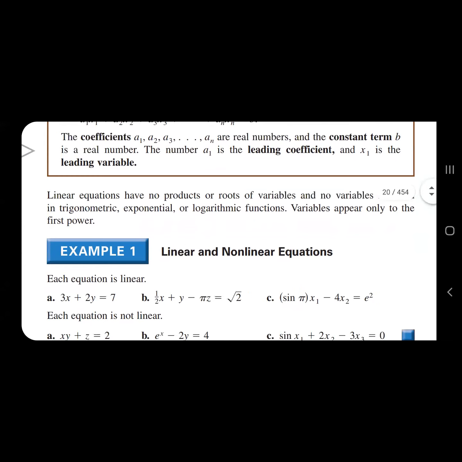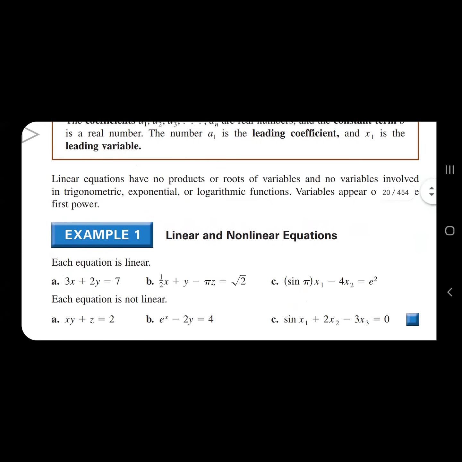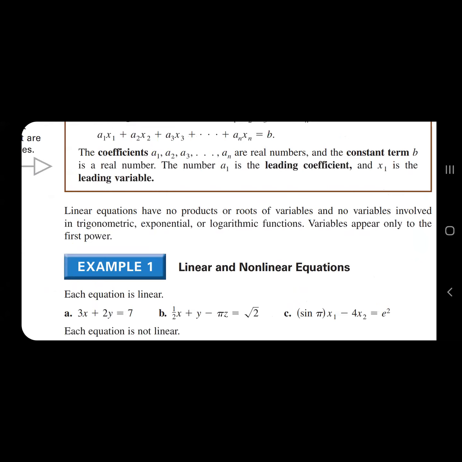Anyway, these are all linear equations: 3x plus 2y equals 7, 1/2 x plus y minus pi z equals radical 2. Even though pi and radical 2 are irrational numbers, it doesn't matter. But x, y, z are just plain numbers. Sine pi is just a constant. Hey, it's actually 0 now that you think about it, but it doesn't matter. Sine pi, cosine pi, it's just a constant. What I'm trying to say is that sine x is not a linear equation, but sine pi times x1 is linear because sine pi is just a number.